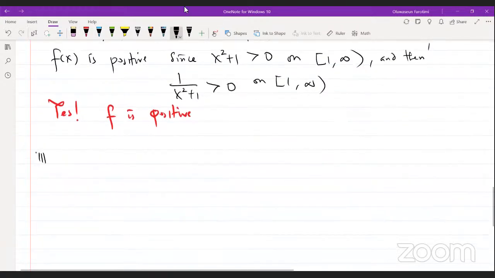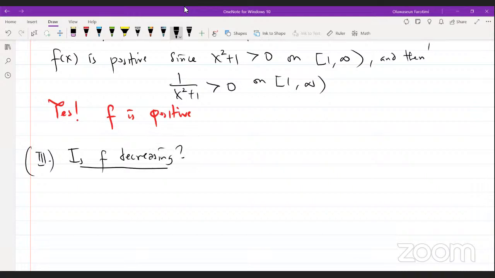Okay, what's the third hypothesis? The third hypothesis is we're trying to check, is f decreasing? Can I remind you of f again? 1 divided by s squared plus 1. Now, what do you do here? I encourage you to do like a calculus thing here.